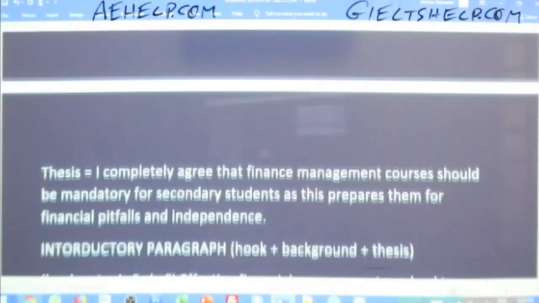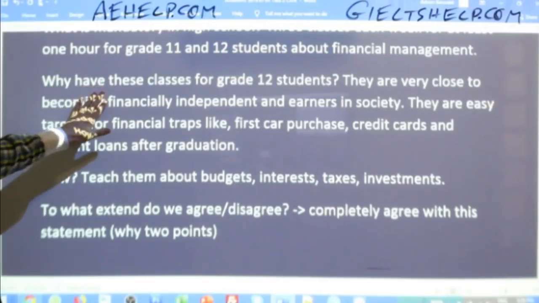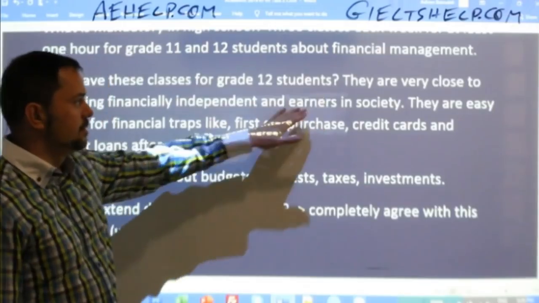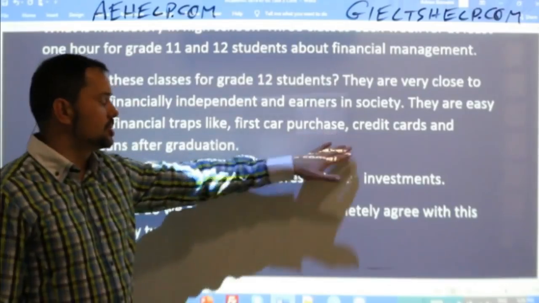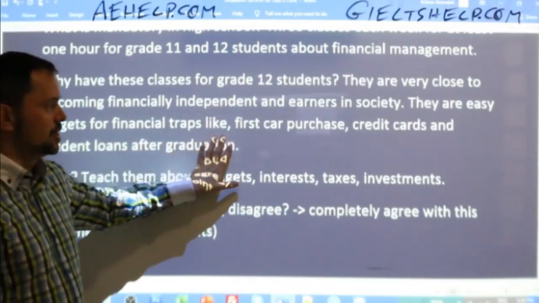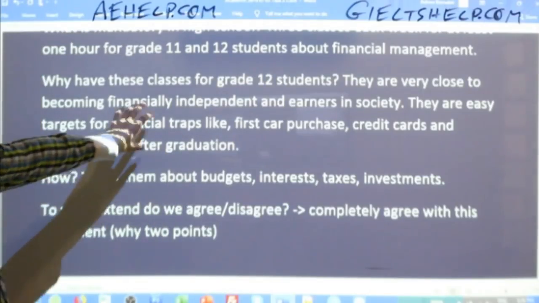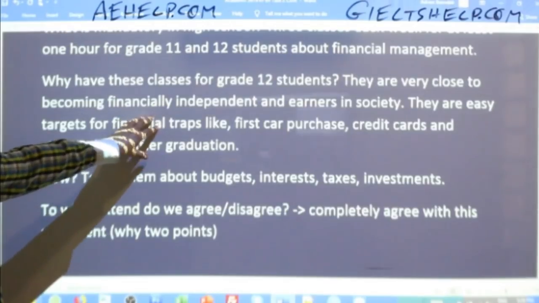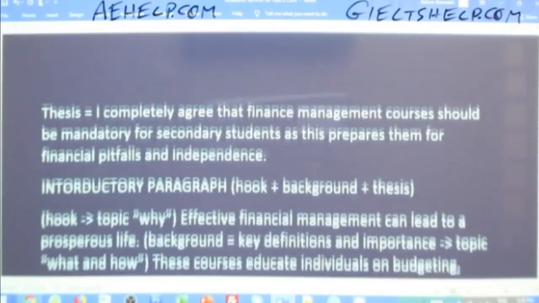So if I go back to my planning, okay, then here it's again the same as the thesis. So why have these classes for grade 11, 12 students? It's because they are easy targets for financial traps like first car purchase, credit cards, student loans after graduation. So my topic sentence and my explanation is really coming from my ideas around the why have this for grade 12 students and my visualizations. Does that make sense? Okay.